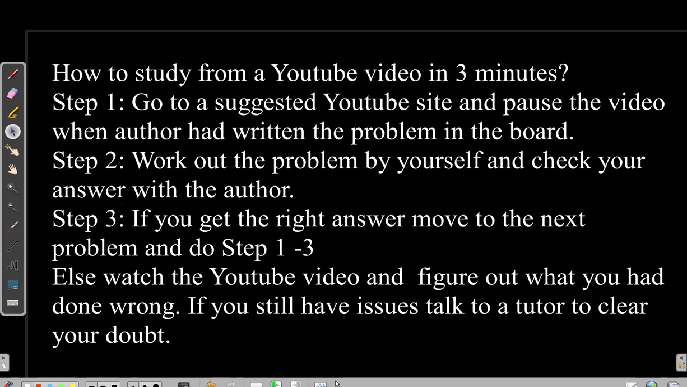If you get the right answer, then go back and do steps 1 through 3 again. Let's say he's doing 3 or 4 problems. The first problem is done and you got the right answer. Next, press play, go forward to the next problem, then follow the whole process, steps 1 through 3. But if you get the wrong answer, then you have a problem.